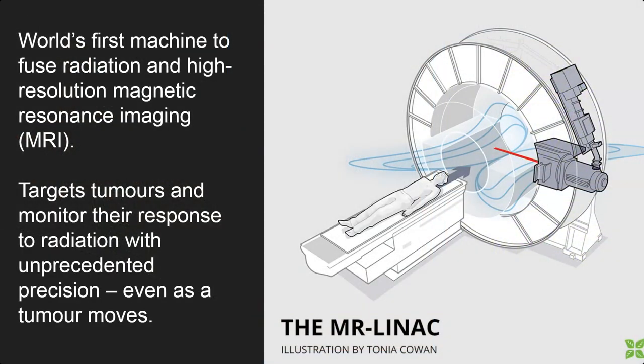And look at this healthcare innovation. It's available at Sunnybrook in Toronto. It's the world's first machine to fuse radiation and MRI. So it targets tumors very precisely and monitors their response to radiation with unprecedented precision. So even as the tumor moves, it can adjust to that.